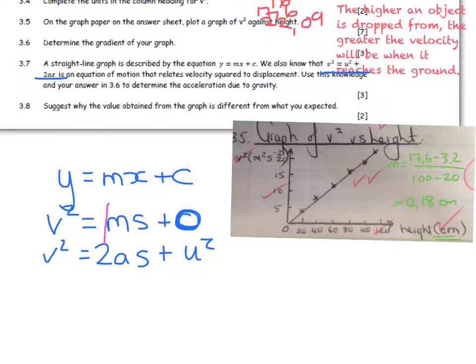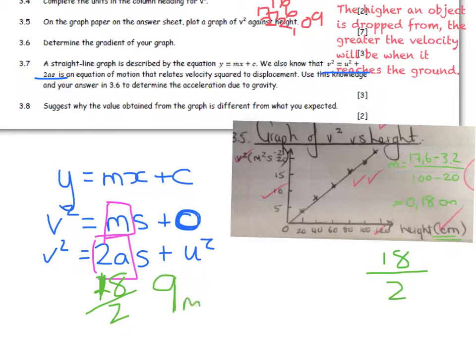So what must m be? m must be 2 times a. So I can take my gradient, which is going to be 0,18, or if I'd used meters, which maybe would have been smarter, I would have got 18. 2 times a is my gradient, so I need to divide that by 2 just to get the acceleration, and I find that my answer is around about 9 meters per second squared. So you can look at that and see quite clearly how that relates to a straight line graph.